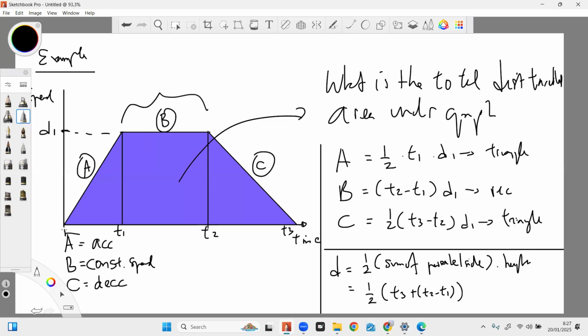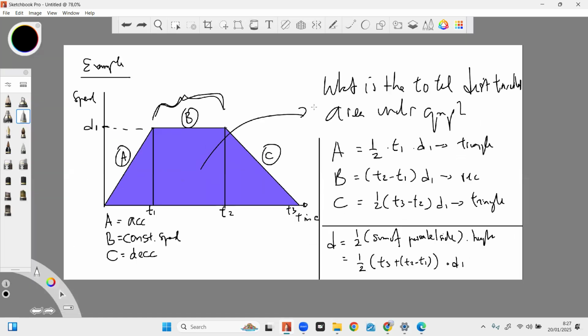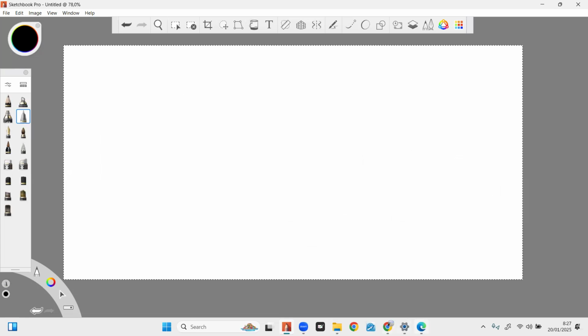No. This sum of parallel sides is T3 itself, right? And then plus this. What is this? T2 minus T1, right? And then times the height D1. And you can check, it will be the same. Depends on what you memorize. So the more you memorize, the more efficiently you will get the answer. Okay? Understand? So this is T2 minus T1, the sum of parallel sides. Okay, the example is finished.